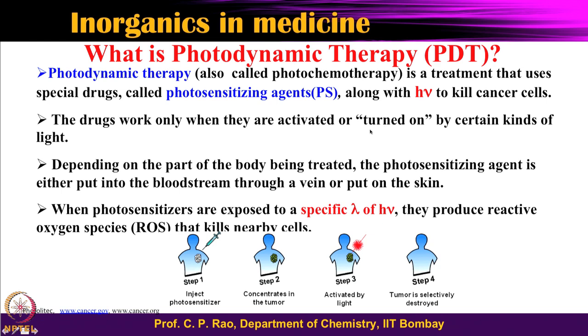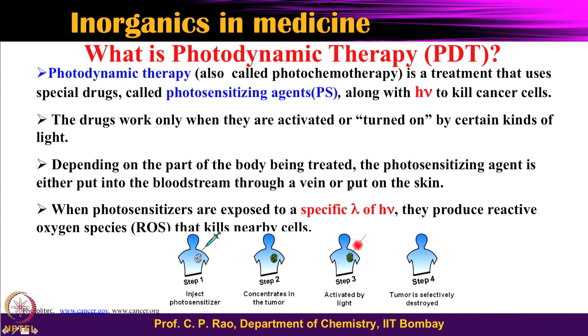And that light is not any kind of light, it is the light suited to activate that particular compound. So, it is not a fixed wavelength for every compound, the compound decides what is the wavelength required. Primarily these are all in the visible range. Depending upon the part of the body that is being treated, the photosensitizing agent is either put into the bloodstream through the veins or put into the skin.